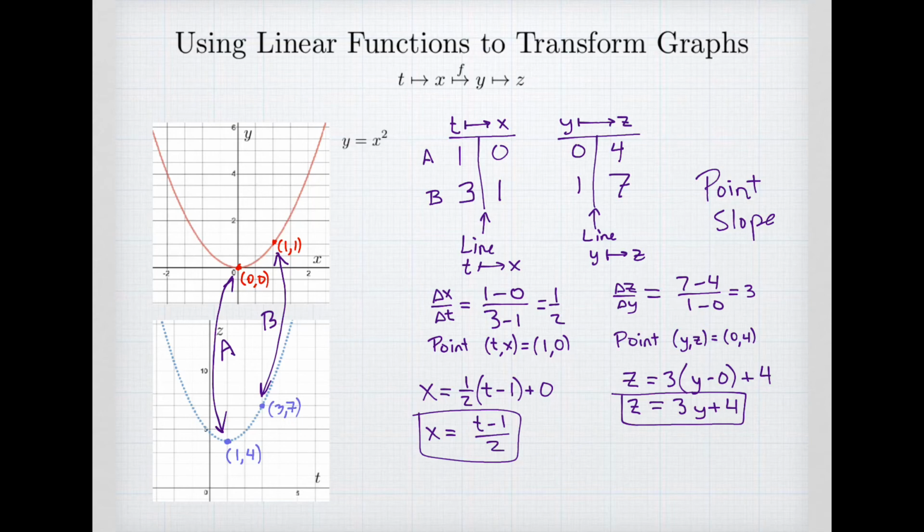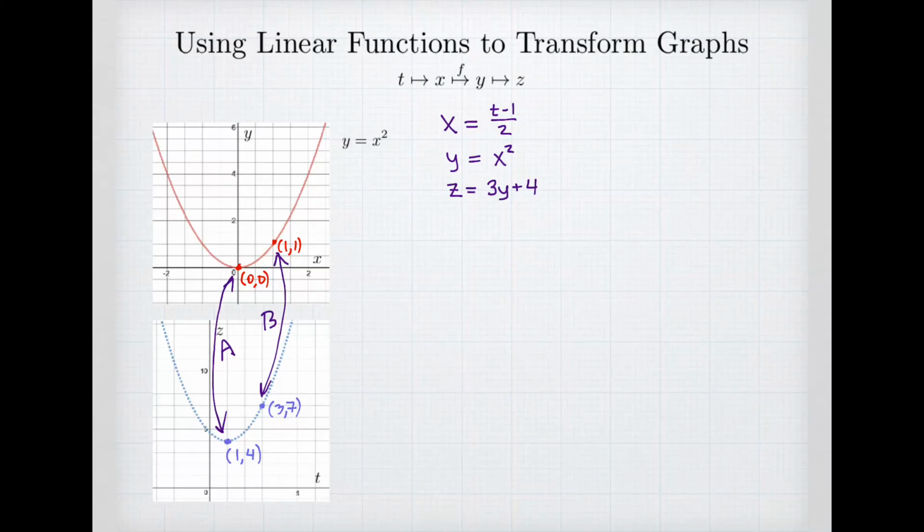All right, I need to get some space, so I'm going to clear this out and summarize what we've done. Let's review what we've done. We started with a graph, y equals x squared, the parabola. We were able to find a relationship that went from t to x, and it's this line, x equals (t minus 1) over 2. We found a map from our y coordinates to our z coordinates, that is z equals 3y plus 4.